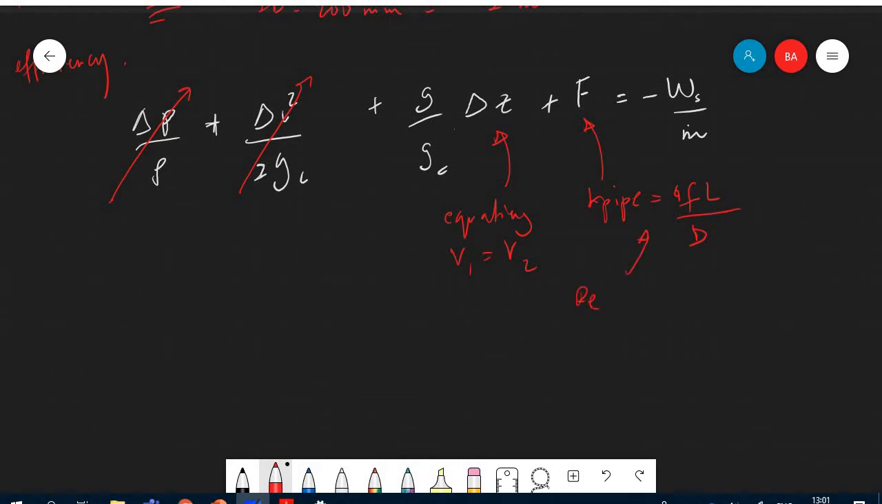So the K pipe is 4FL over D, and to get F, we need the Reynolds number, which is rho dV over mu. Okay, rho dU. I'm used to the V because that was stuck in my head when I was a student. For velocity here, we are using U, so it's rho dU over mu. So we need all that information. That's easy. But we need U, right? And how to get U?